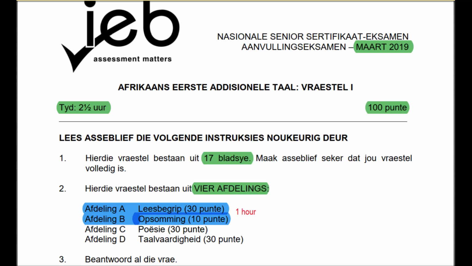Nou afdeling C is jou poësie en wat lekker is van hierdie afdeling is dat jy reeds 2 van die gedigte moes leer. So Section C is going to take you a lot less time because you have already studied 2 of the poems that are going to be in your paper.